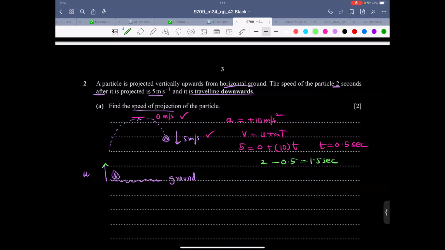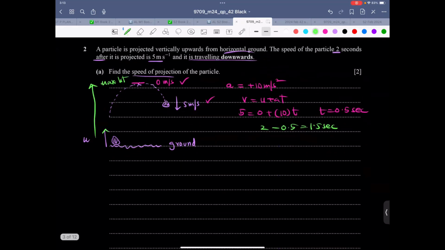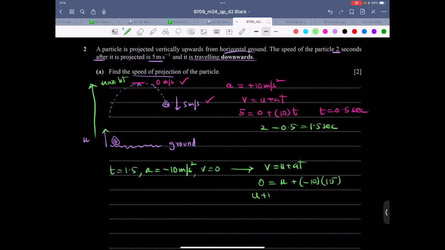It started from this point. It traveled all the way up till the maximum height. So therefore, I'll write time is 1.5. Acceleration due to gravity is -10 meters per second square because it's going up. And v is 0. So let's find the value of u. So v is equal to u plus at. 0 equals u plus a, which is -10, and t is 1.5. So therefore, u minus 15 is equal to 0. Therefore, u is 15 meters per second. This is the speed of projection.